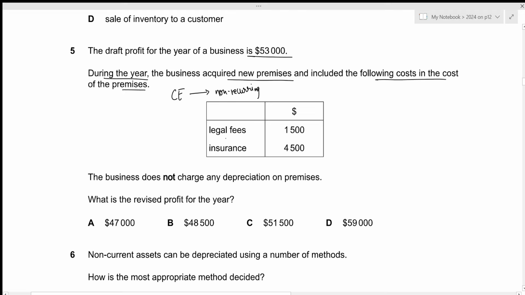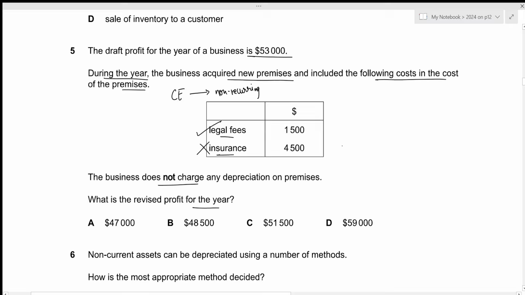So the first one we have is legal fees. Legal fees will only have to be paid once while we are acquiring the new premises. So this should be included. Then we have insurance. Remember, we have to pay the insurance premium every year. So it occurs quite frequently, which is not a part of our capital expenditure. So this should not have been included. The business does not charge any depreciation on premises. What is the revised profit for the year?